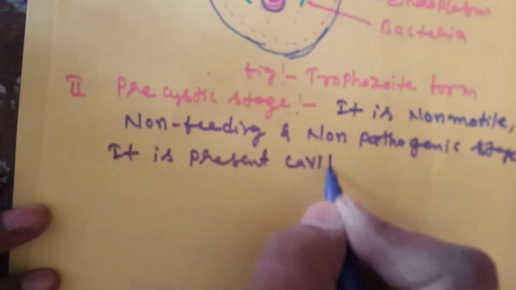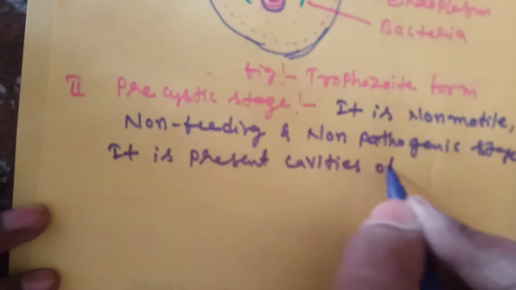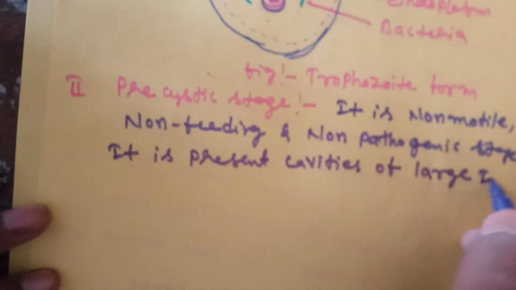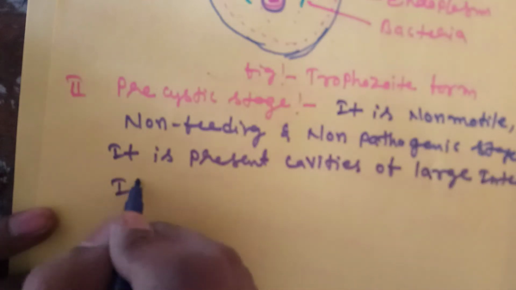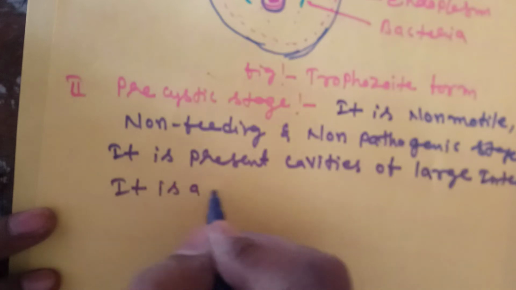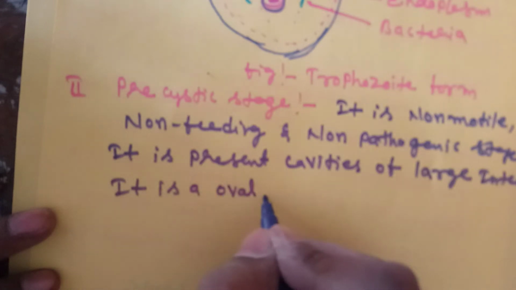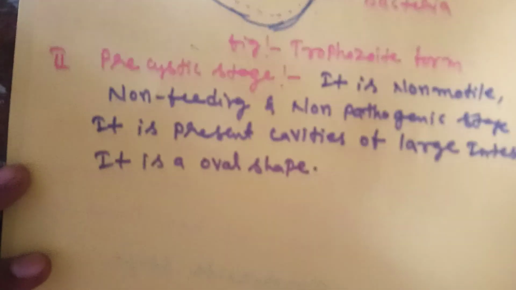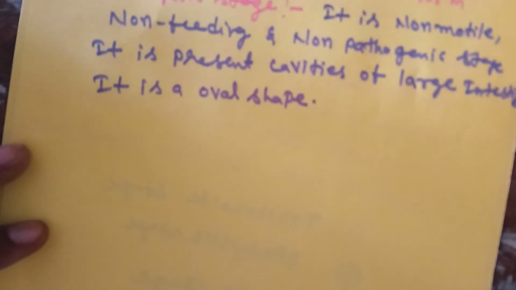in the cavities of the large intestine. It is oval in shape. So now I will draw the diagram.